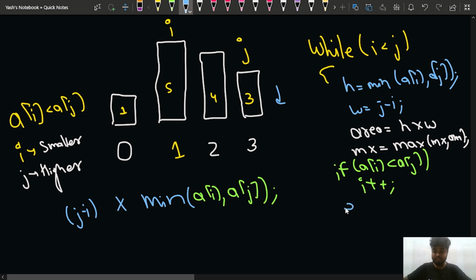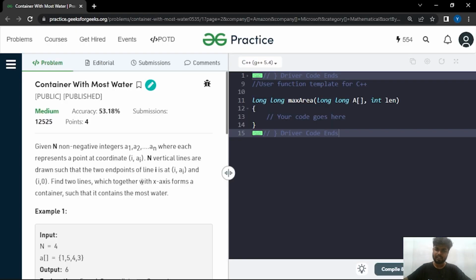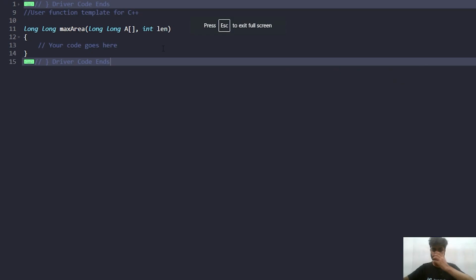And similarly, if the ith index is standing at a pillar which is of lesser height than the jth pillar, in that case I'll do i plus plus. Else I will simply do j plus plus. Why? Because if j is standing at a smaller pillar, then I would do j plus plus. So this is the observation for this problem, and this is nothing but a mathematical approach for it. So let's try and write the code for this approach.